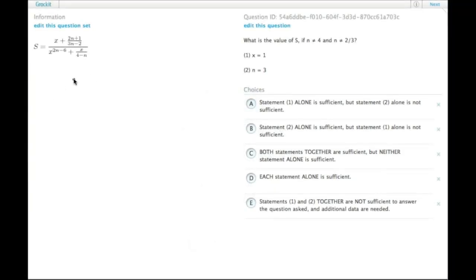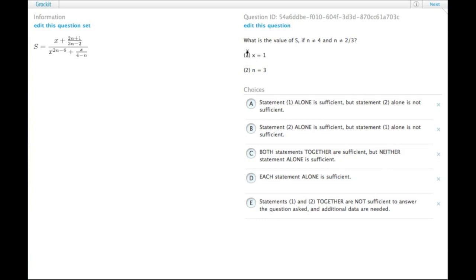A very ugly fraction. We need the value of s if n is not equal to 4, and we can see that it's not equal to 4 so that this denominator doesn't end up 0, which is naughty, and n is not equal to 2/3. That also rules out a 0 in the denominator here. So they're just making it so that we don't have an undefined answer. Thank you, problem.